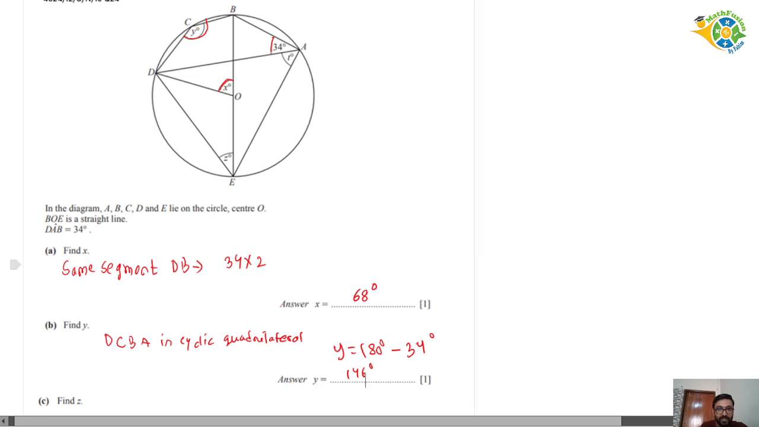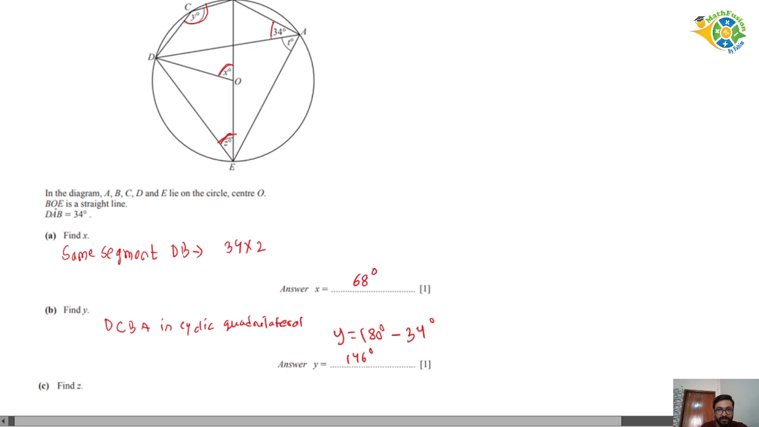The next question, they tell us to find Z. So to find Z, as they are on the same segment, Z is the circumference angle and X is the center angle. So Z will be half of X. So we know X equals 68. So Z will be half of 68, which is 34 degrees.